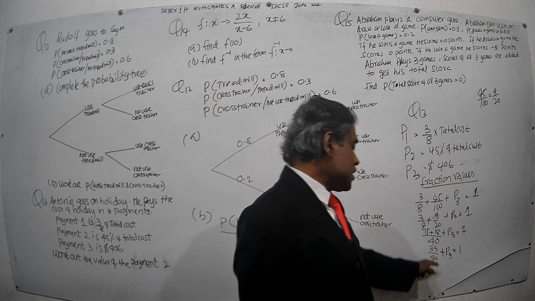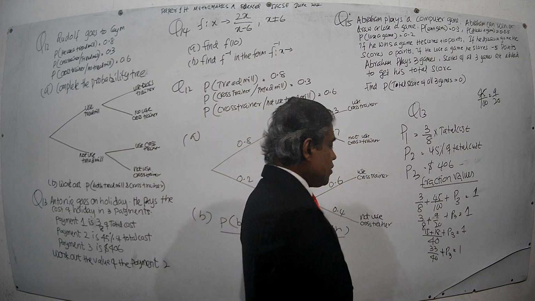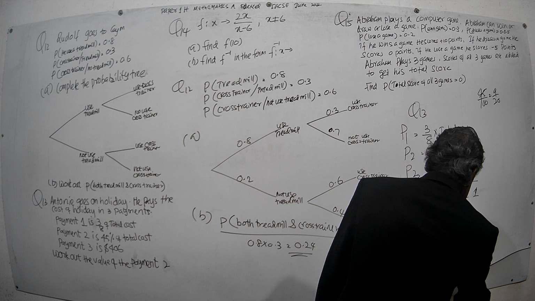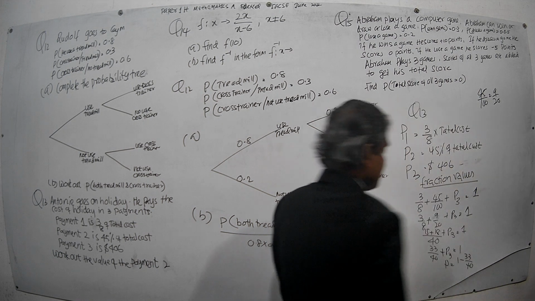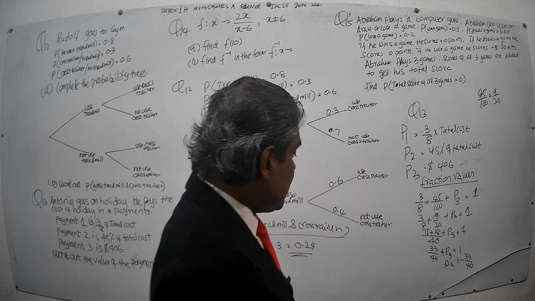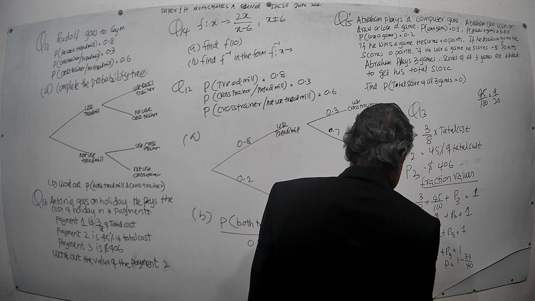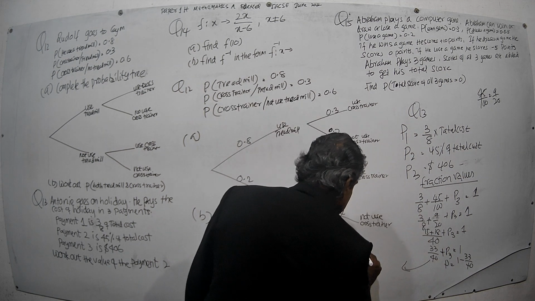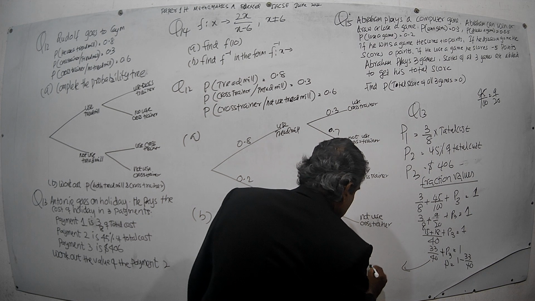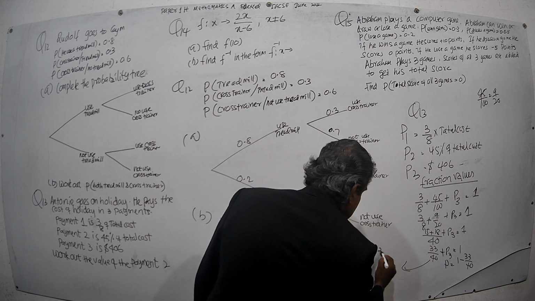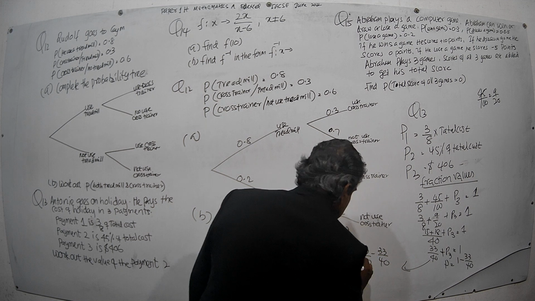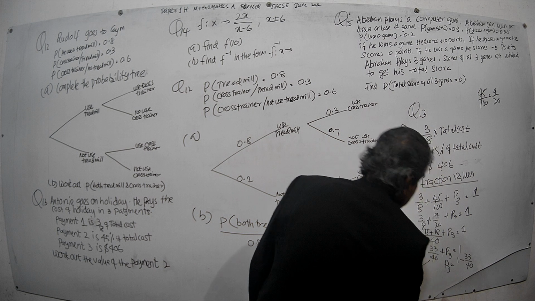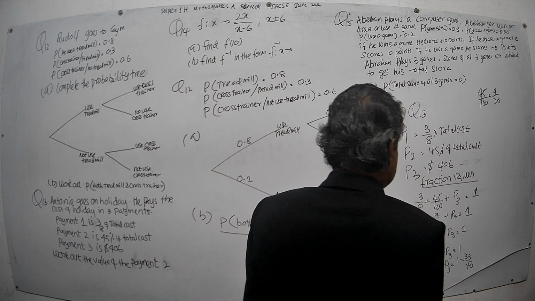Then you take this 33 over 40 to the other side. Then P3 equals how much? 1 minus 33 over 40. Okay, 33 over 40. Then we write it like this. Then 1 minus 33 over 40, where 1 can be written as 40 over 40. 40 over 40 minus 33 over 40, then equals P3.